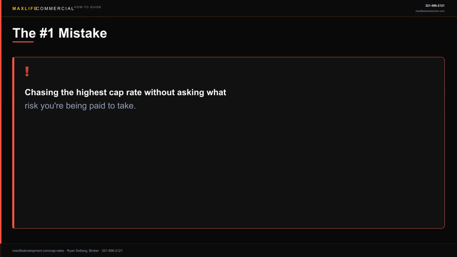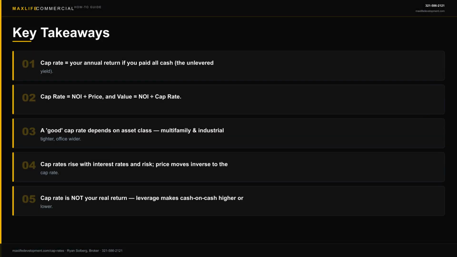Let's lock it in. A cap rate is your annual return if you paid all cash. The unlevered yield on the property. The two formulas. Cap rate equals NOI divided by price, and value equals NOI divided by the cap rate. What counts as good depends entirely on the asset class. Multifamily and industrial trade tight, office trades wide. Cap rates rise with interest rates and with risk, and remember, price always moves inverse to the cap rate. And the big one, the cap rate is not your actual return. Add leverage, and your cash on cash goes higher or lower depending on your financing. Nail these 5, and you can read any deal.